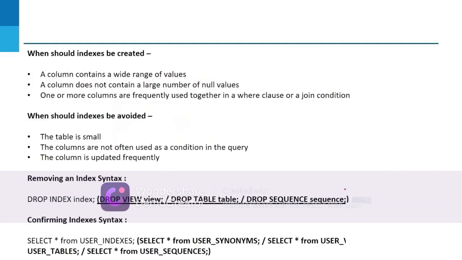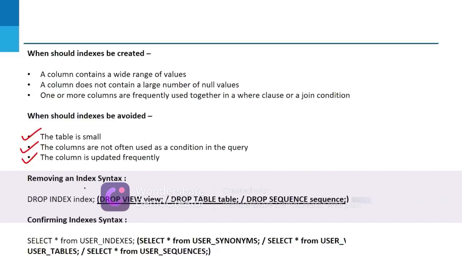So this is how you create an index, and you can use this index whenever you want, but it should be avoided when the table is small. When the table is small, don't do that. If the columns are not often used as a condition, don't do that. It's a waste of time, right? You already have tables, then why do you want to create an index? If a column is updated frequently, then don't use an index at that time.